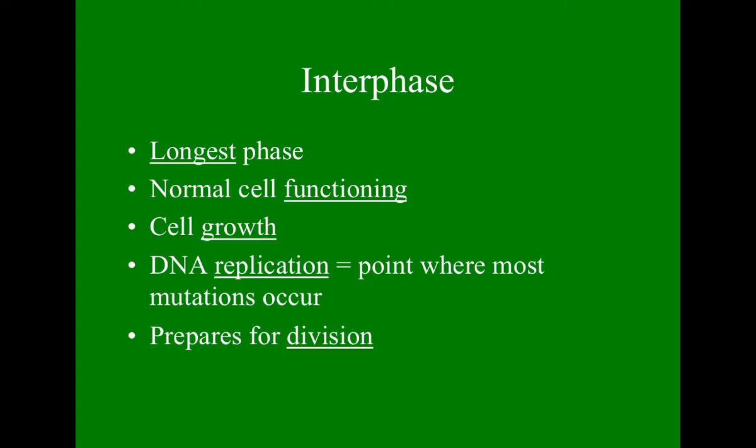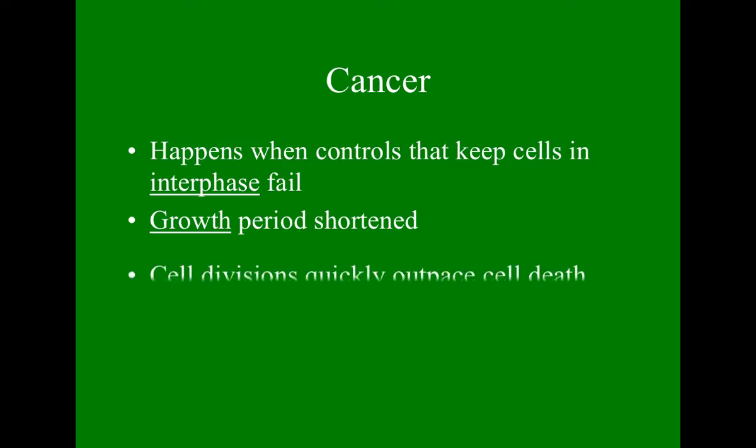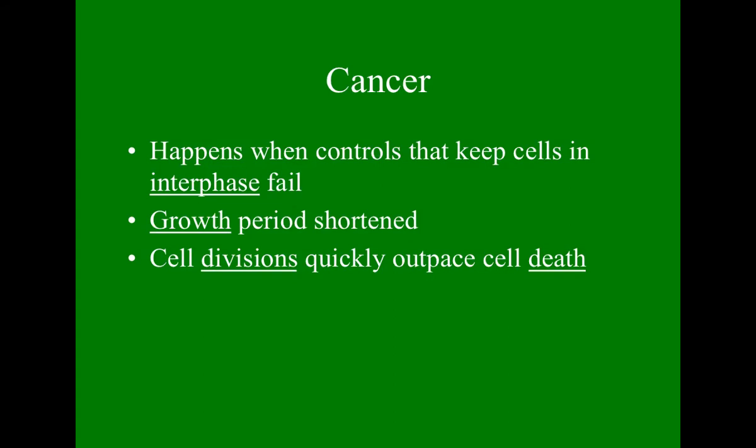So how does cancer fit into this? Well, what happens with cancer is that the controls that help to keep the cells within the interphase, that resting state, fail. So instead of having this nice long interphase period, the growth period gets shortened, sometimes quite a bit. Sometimes it will finish dividing and go right into a new division with no growth period at all. What happens with this sort of cycle is that the number of cell divisions quickly outpaces the cell death. So instead of simply replacing cells that have died, we're producing an overabundance of cells.